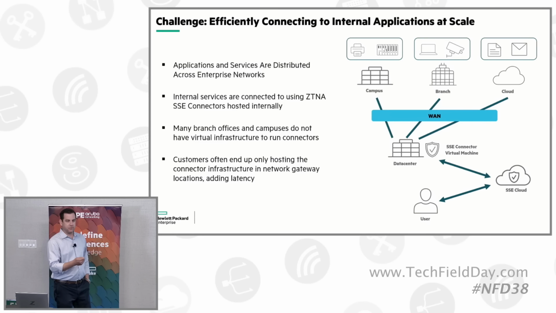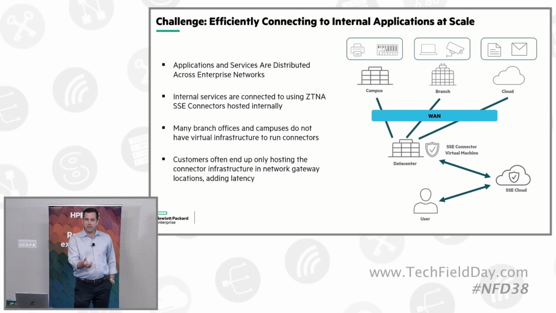Traditionally, it will run as a virtual machine. But when the applications start living out in the branches, that's a whole different problem. I may not have virtual infrastructure there to run this connector. And that means that I end up having to connect to our cloud, connect to a data center, and then route across the wide area network to get to the application. So not necessarily the most efficient path.